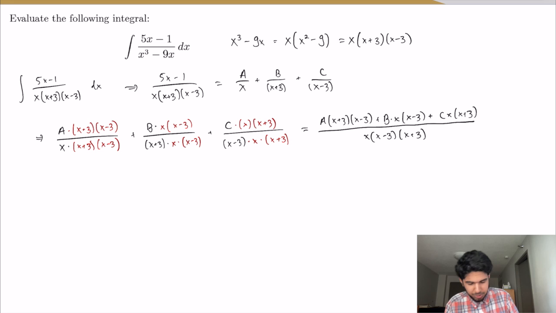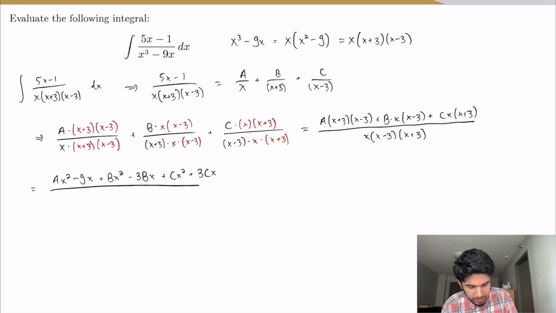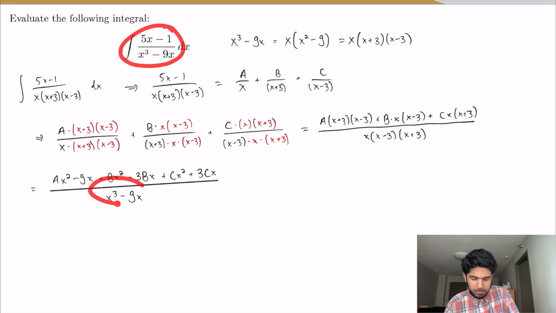Now let's expand out our numerator. So we get a times (x + 3) times (x - 3) is x squared minus 9. So why don't we just take care of this all together? This will become ax squared minus 9a. bx times (x - 3) will be bx squared minus 3bx. And then cx times (x + 3) will be plus cx squared plus 3cx. All of this over, and you can compute out the denominator if you want, but you'll see that it is equal to x cubed minus 9x, which is what we're targeting.